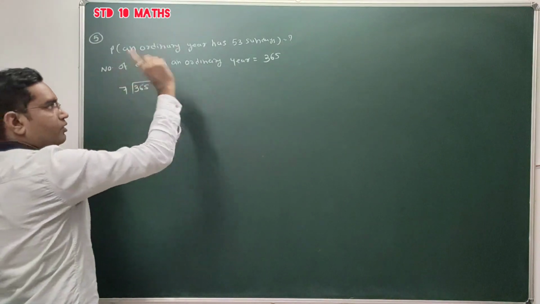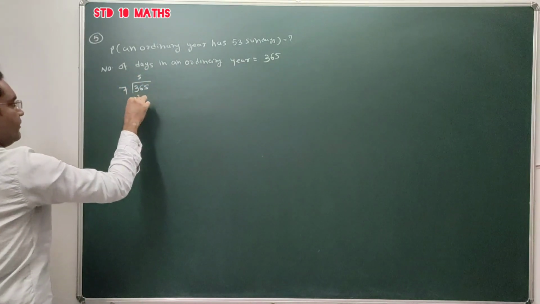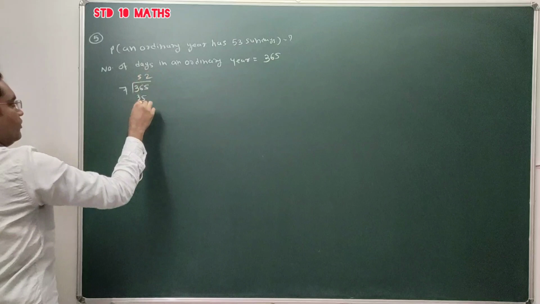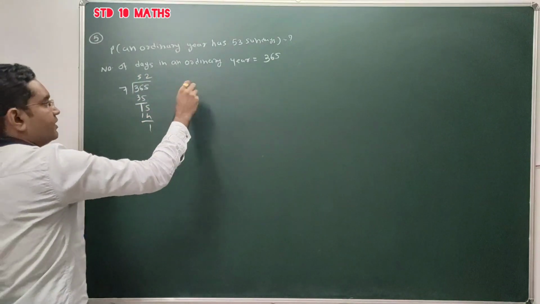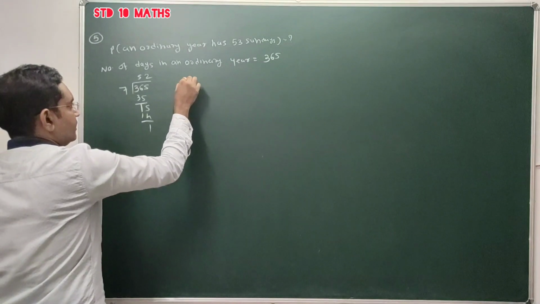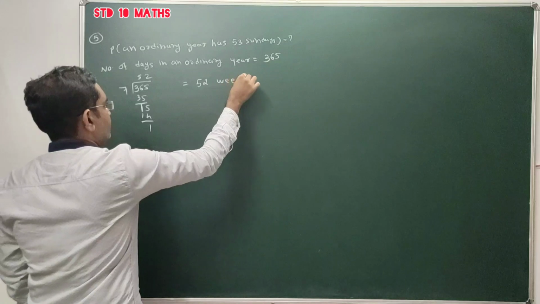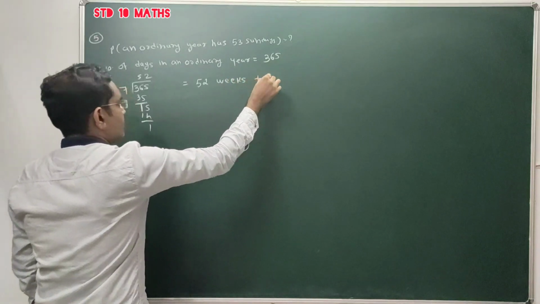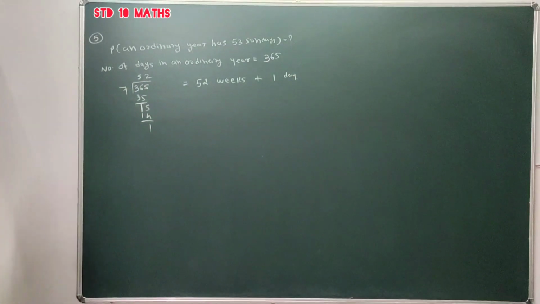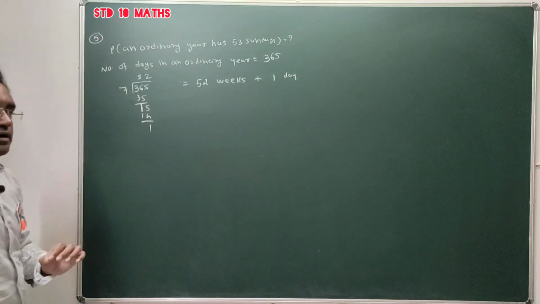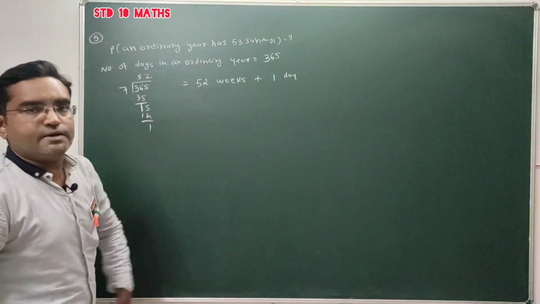Number of weeks will be equal to number of Sundays. So 7 5s are 35, 1 and 5. 7 2s are 14, and 1 day will be left. So an ordinary year has 365 days, which means it consists of 52 complete weeks plus 1 extra day. Done. So if we consider one ordinary year, it consists of a total of 52 complete weeks and 1 extra day.